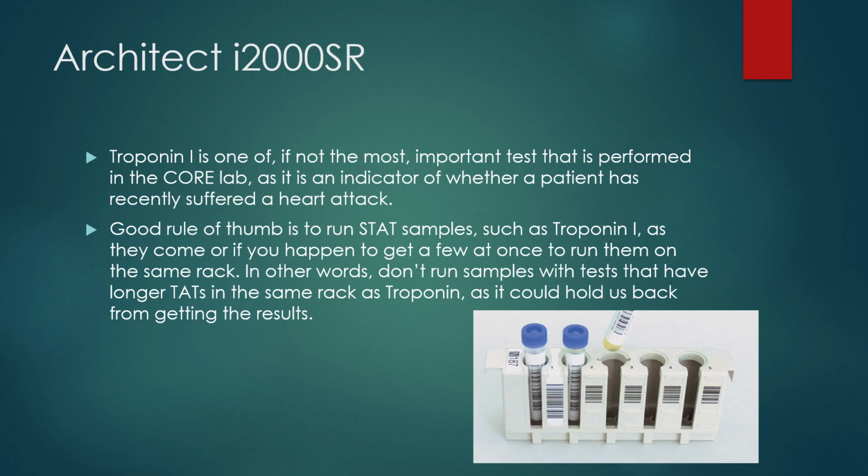Now, a good rule of thumb that we use is that we run the stat samples, such as troponin I, as they come. We don't batch them. We don't wait for another one to come by. We just put them on the analyzer as soon as they come, so we can get those results out as quick as we can to the providers.